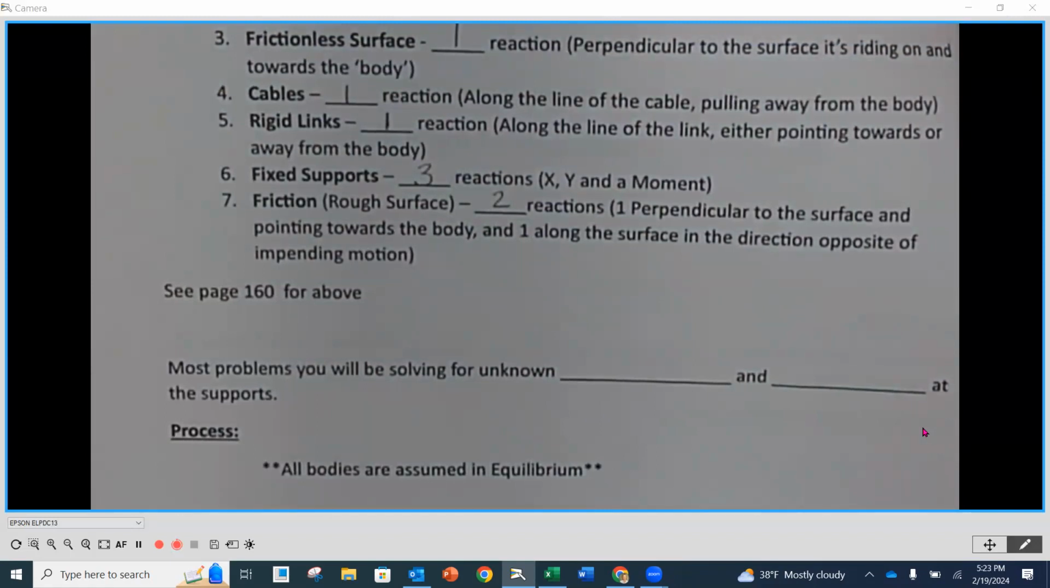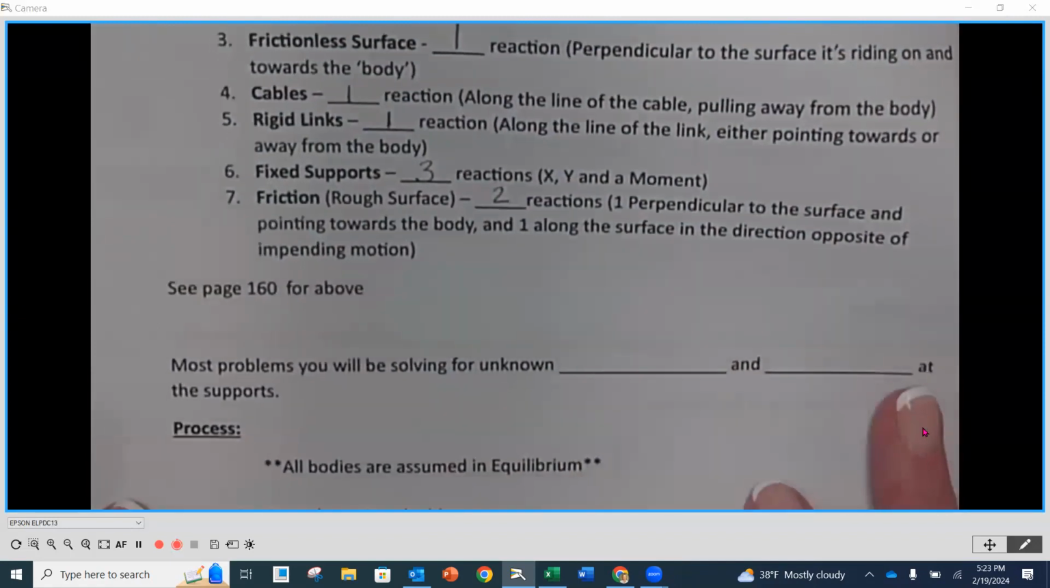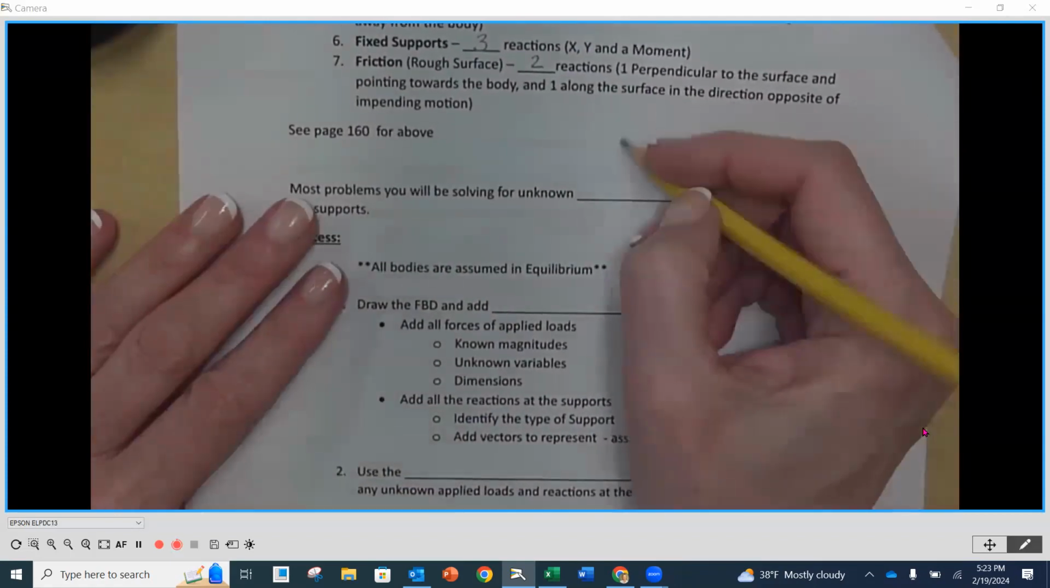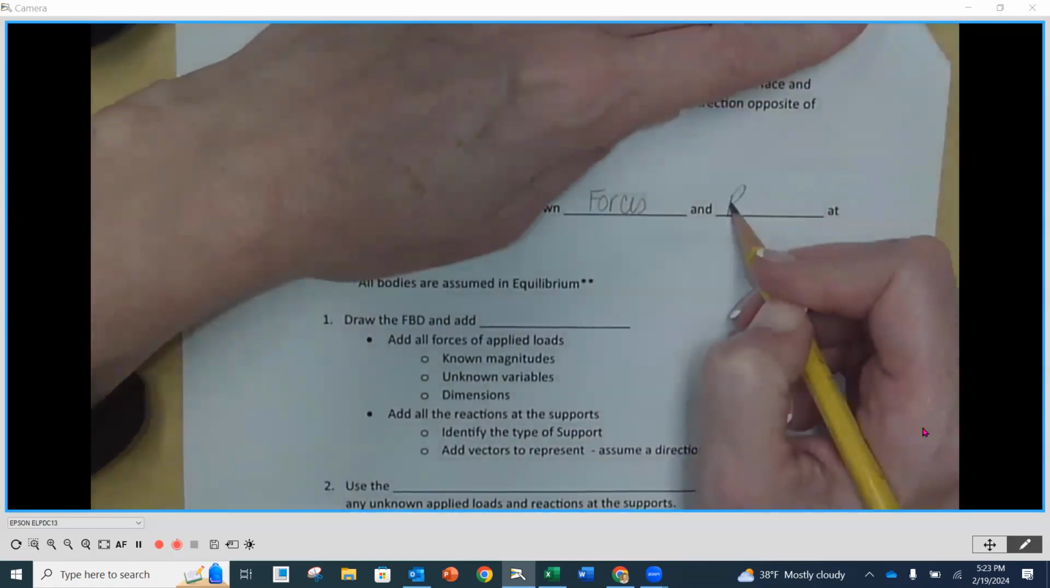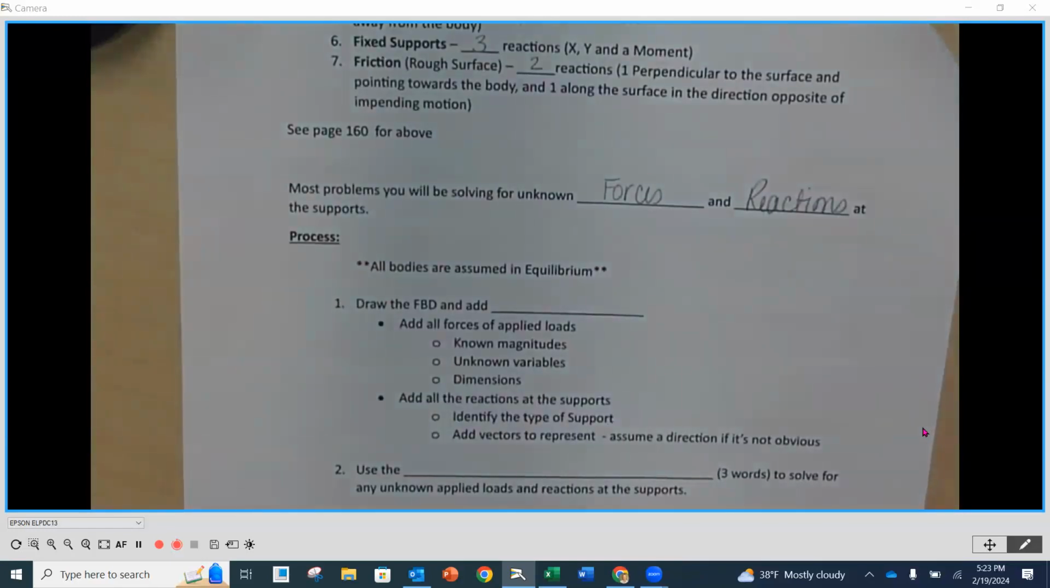So page 160 is a great representation of all of the common support types and how many reactions they're going to have. I'm going to continue to pull those back, and as we do problems, we'll get lots of different looks at this. Okay. All right. Now, most of the problems that you're going to be solving, you're going to be solving for unknown forces and reactions at the supports. And usually the most common is going to be reactions to the supports. We identify what the applied loads are, and then, okay, what has to happen at the reactions of the supports.